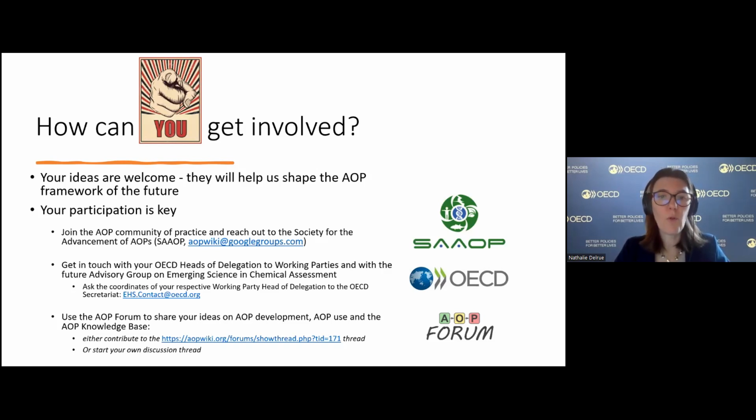So if you wish to get involved, you can do it via different ways. You can join the AOP community of practice and contact the SAAOP with the email address that is on the screen, or you can ask the OECD Secretariat for the coordinates of your respective working party head of delegation. And when the new advisory group is established early 2023, we can then put you in contact with your national contact point in this group. And you can also use the AOP forum in the wiki to share your ideas on AOP development, AOP use, and the AOP knowledge base. You can either contribute to the existing thread or you can start your own discussion thread.